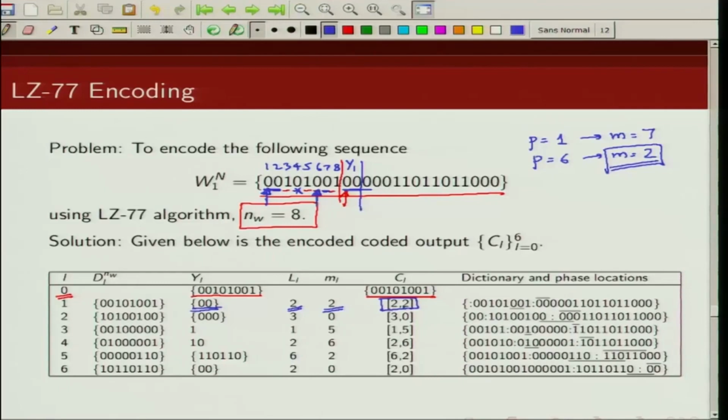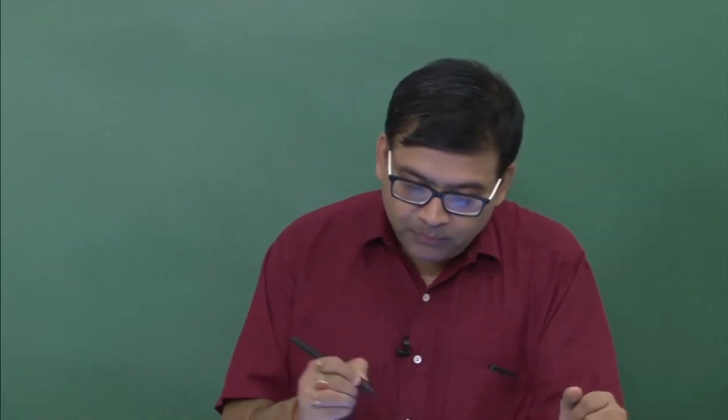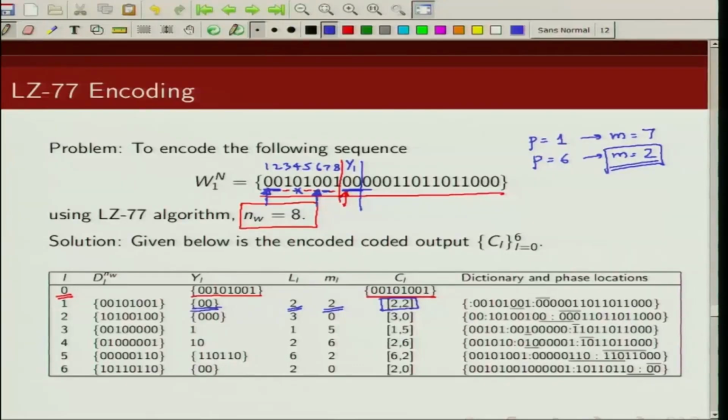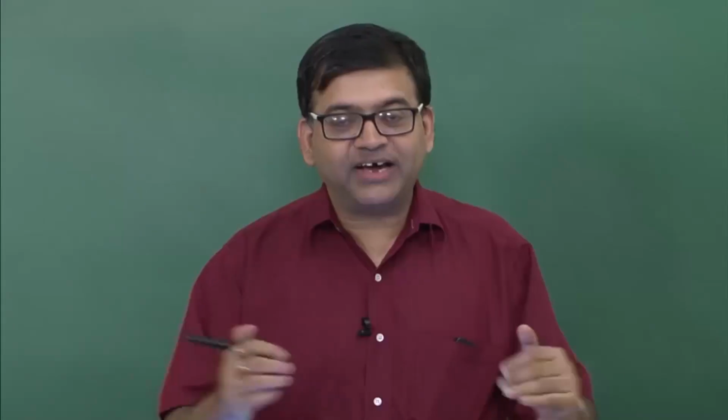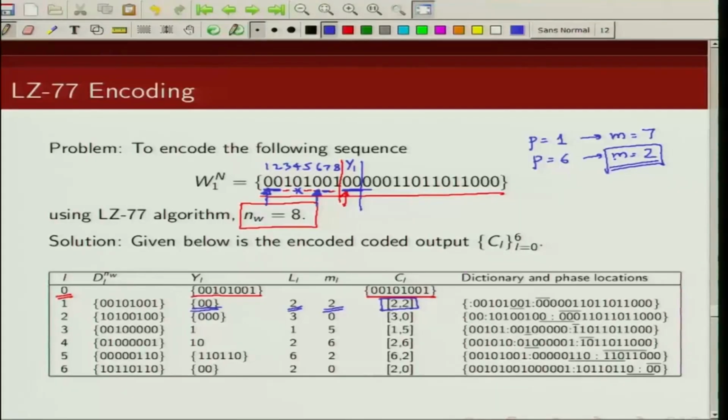How do I encode this L and M? I will come to that later. I am right now just parsing my sequence into the match, the length of the match and the location of the match. So I have found a string y1 which is 0, 0, which is matching with whatever is there in my dictionary at the location given by m equal to 2.